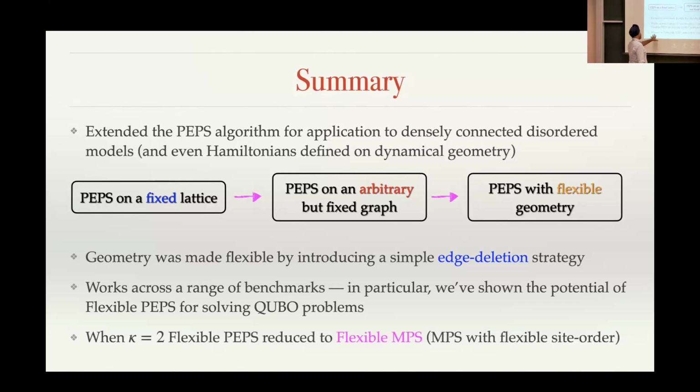And the final thing is, for kappa equals 2, the flexible PEPS algorithm actually reduces to a flexible MPS algorithm, where the site order is not fixed. So this may be of independent interest.